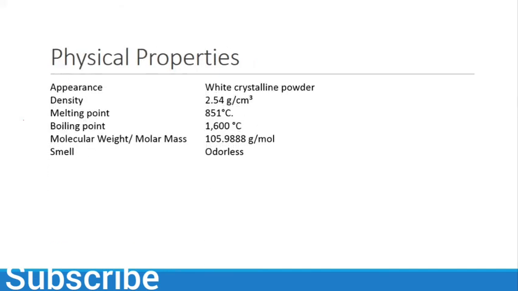So what are the physical properties? So it is also the same. You have to cram these things. Appearance: white crystalline powder, density 2.54 gram per centimeter cube, melting point 851 degrees, boiling point 1600 degrees.